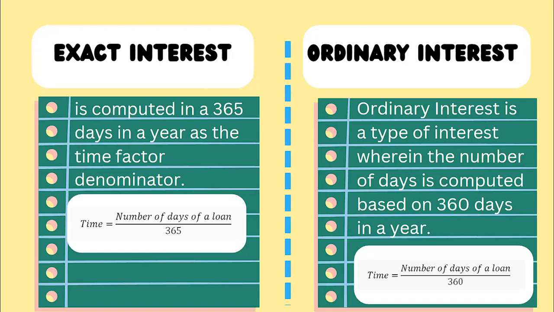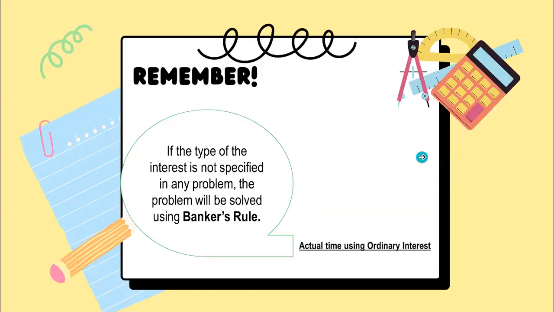Okay? Now, let's apply this in solving word problems. Take note, a reminder: if you encounter a word problem and the type of interest is not specified in the problem, the problem will be solved using Bunker's rule. What is Bunker's rule? When we say Bunker's rule, what is used is actual time using ordinary interest. Actual time using ordinary interest. That is our Bunker's rule.